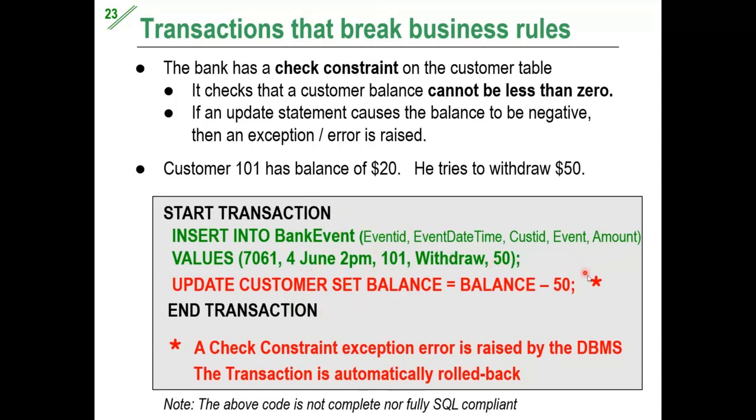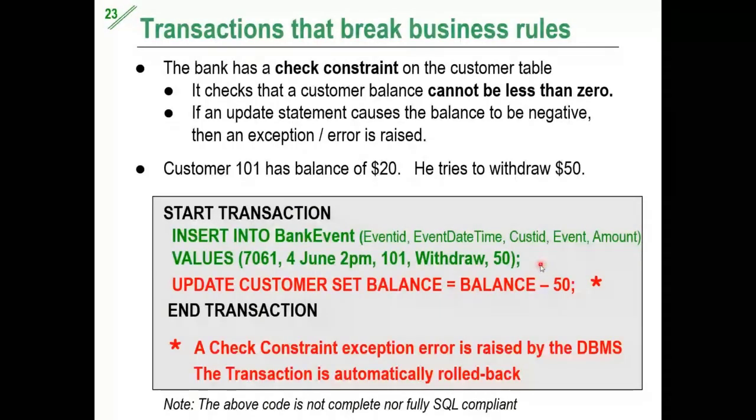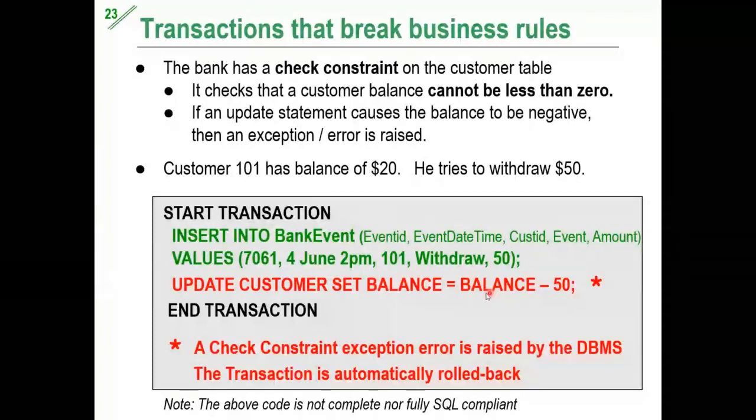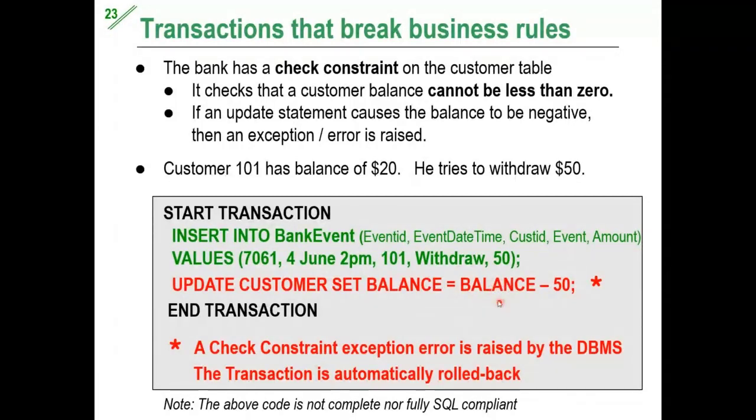For example, in this case, the customer is withdrawing $50. Now imagine we have a business rule in our customer table saying the balance of the customer cannot go below a minimum balance of $20 or something like that, right? So if this person withdraws $50, and if it passes the $20 range, for example, we may have a check constraint, right?